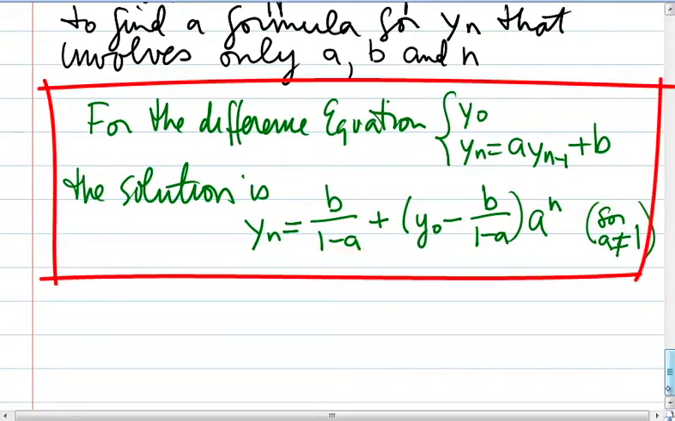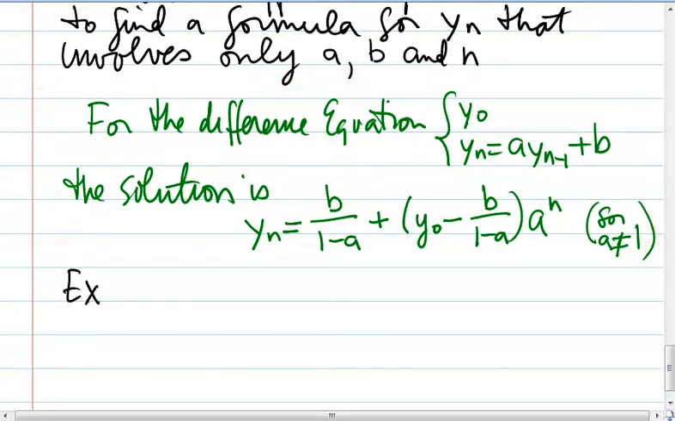Anyway, this is the formula for the solution of the difference equation, and it involves n, the term that I'm trying to find. It could be 100 or 1,000,000. I want to find that term. It involves a and b, which are from the general form here, and y0, my starting point.